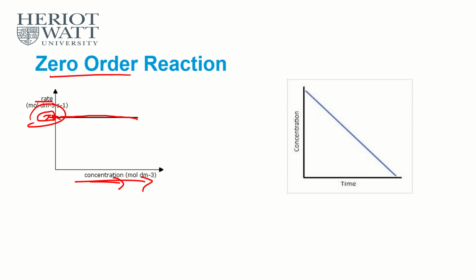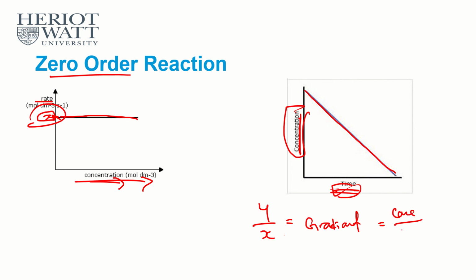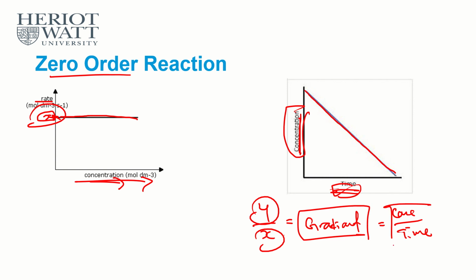All right, so the next one, look at this graph. It looks different, right? Because the axis is different. I'm using concentration against time. So please be aware of this. Different axes give you different patterns. For zero order, when you have concentration against time, the line will be a negative gradient straight line. See that? It is a straight line. Now, when you have a graph of concentration against time, y divided by x is equal to the gradient. And the gradient is equal to concentration over time. In this case, y is concentration, x is time. So the gradient is concentration over time, which is equivalent to the rate of reaction.